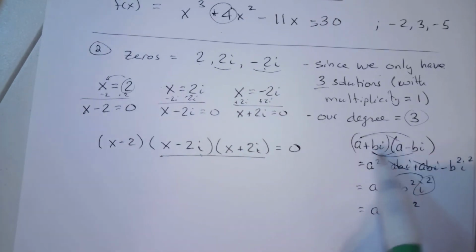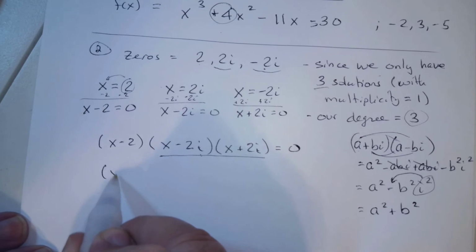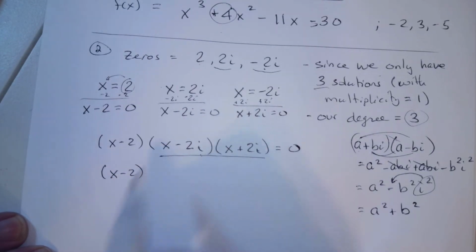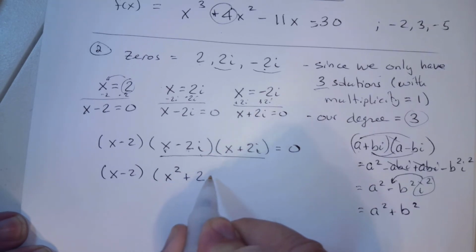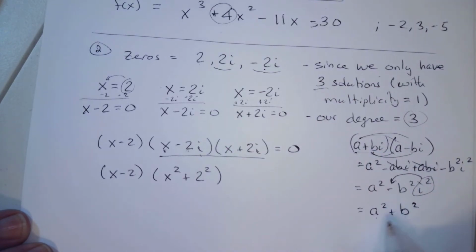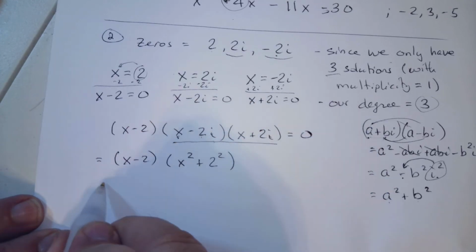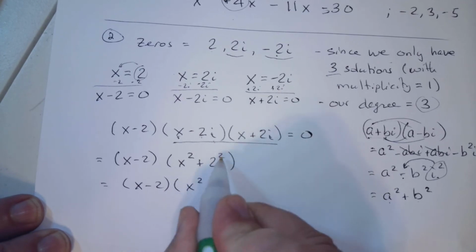So if you ever multiply two complex conjugates, then you always get, whatever their base numbers are, a plus between them. So I get these two, x squared plus 2 squared. It's a times b: a squared, b squared, with a plus in between. Remember, the i's disappear because we change the sign. So that becomes x minus 2, x squared, 2 squared is 4.